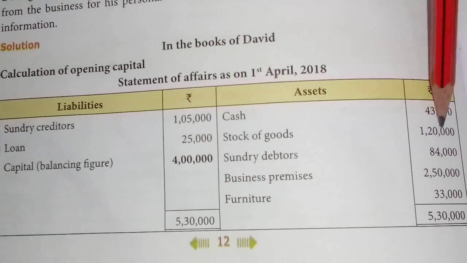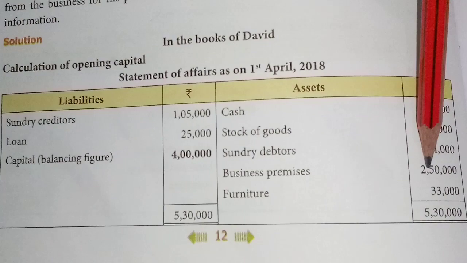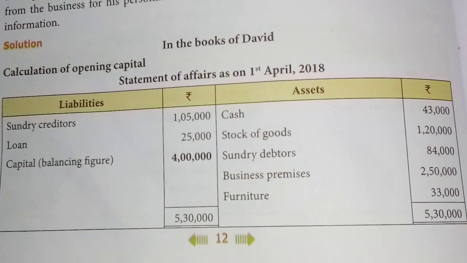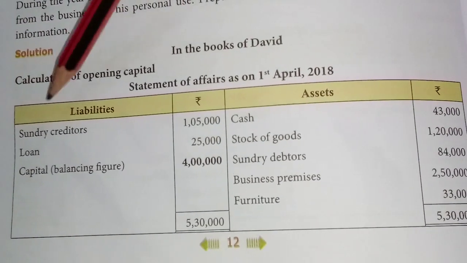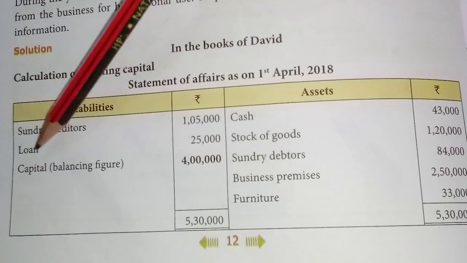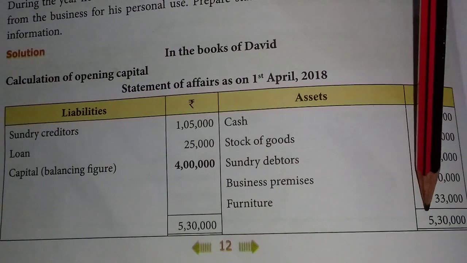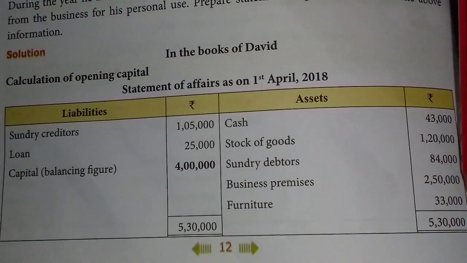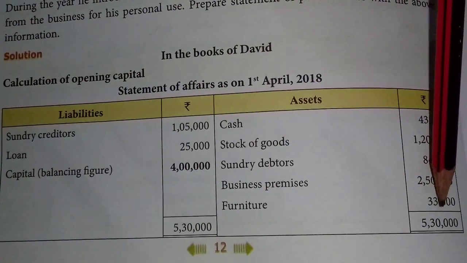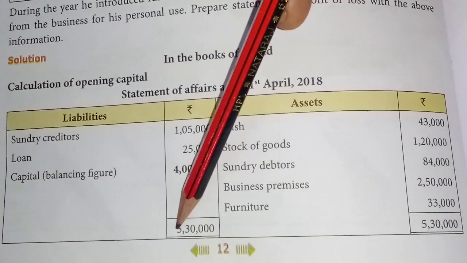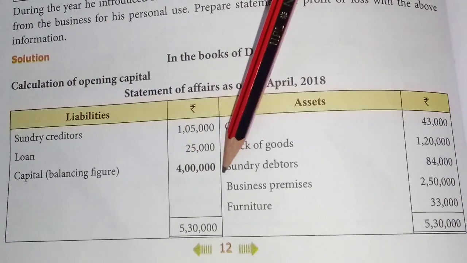43,000, 1,20,000, then sundry debtors 84,000, business premises 2,50,000. The last one, furniture 33,000. Then the liabilities, sundry creditors and loan. Write the amount. Then as usual you have to add the asset side. Then write the same amount on the liability side and find out the difference. We will get the amount 4 lakhs.